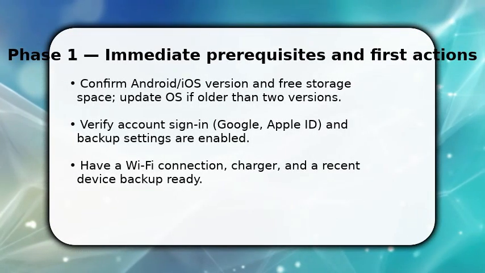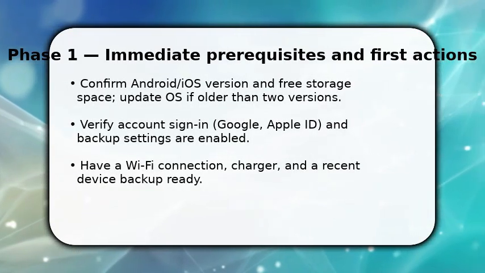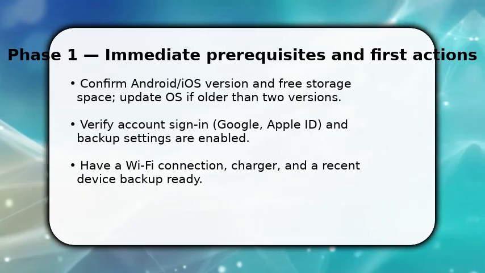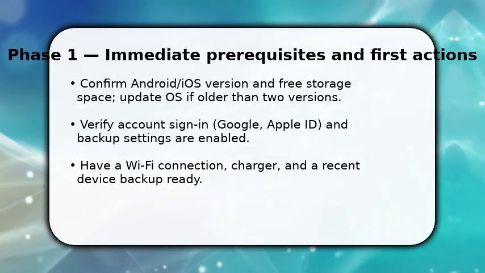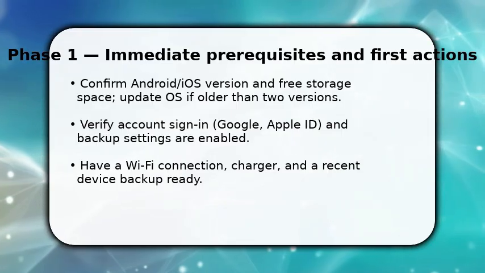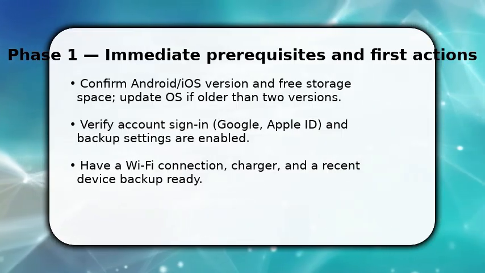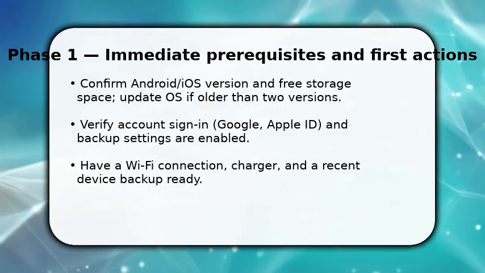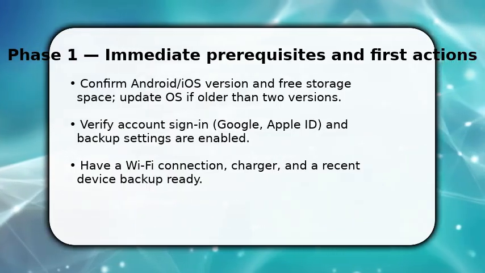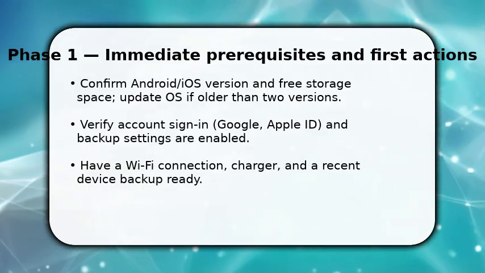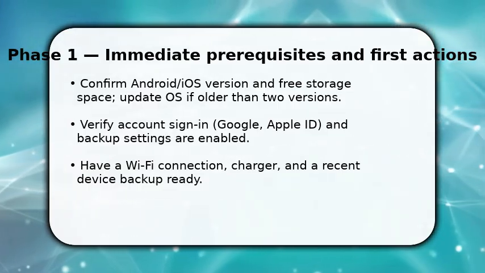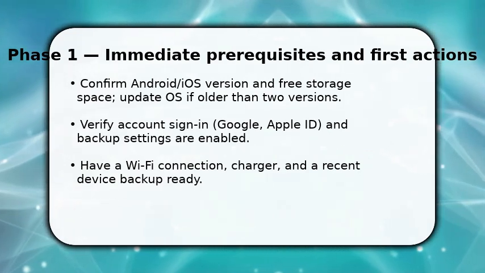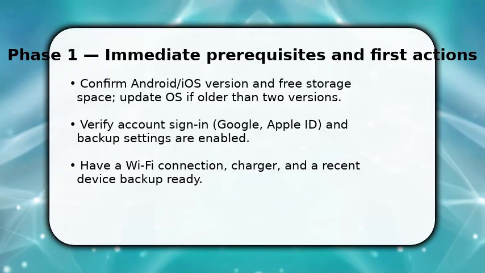You'll begin by confirming prerequisites so the recovery process isn't interrupted. First, make sure your device runs a compatible OS and that you have sufficient storage. Low space breaks installs. Next, sign into your primary account, Google or Apple ID, because app restorations tie to that account. Once done, enable backups and connect to Wi-Fi. This keeps downloads stable and avoids cellular charges. Finally, plug in your charger to prevent shutdowns during long restores. This sets you up for the next steps.